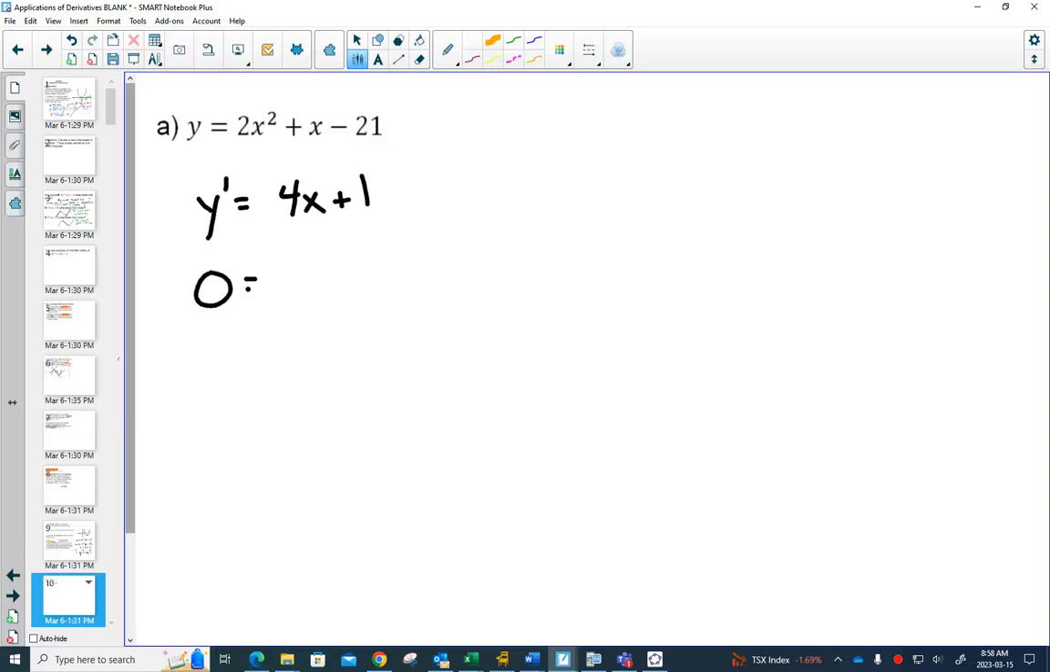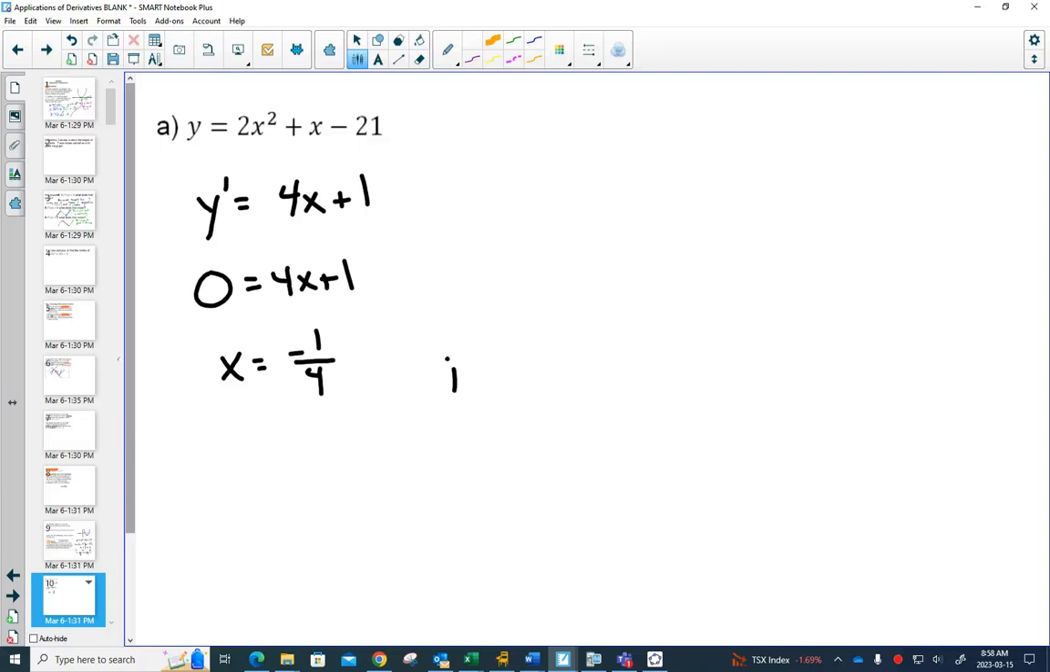And we're going to set our derivative equal to 0 to find a stationary point. This is not hard to solve. To get x by itself, move the 1 over, divide by 4, and you get negative 1/4. We now know, because we know something about this graph, you already know this is a parabola. You know what its shape is. You know that it opens up. We now just found the x-coordinate of the vertex.